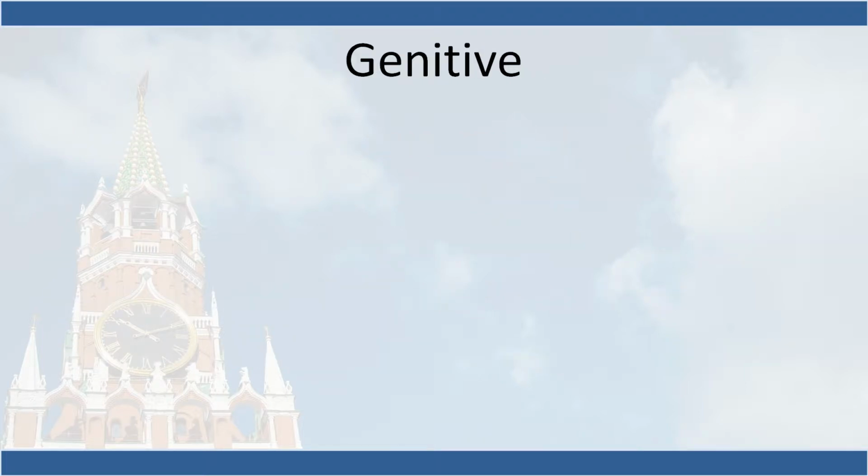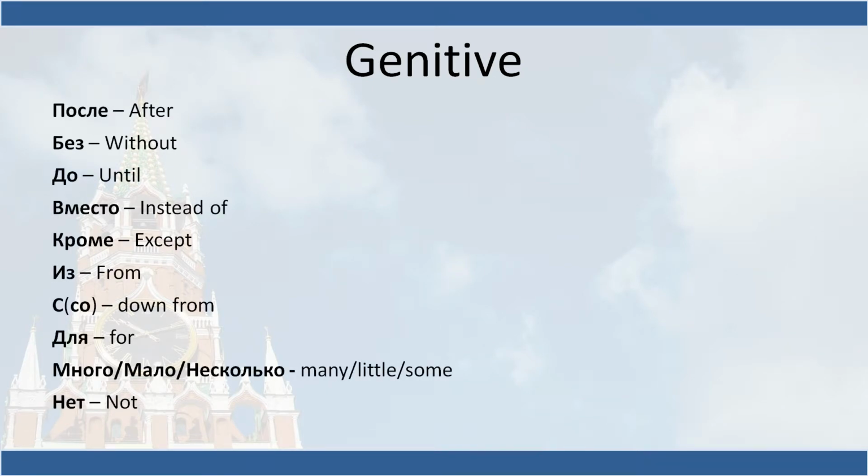Genitive. Now the genitive case has a lot of words associated with it. There are over 20 or so. Here I'll just list a few. После, after. Без, without. До, until. Вместо, instead of. Кроме, except. Из, from. С, down from. Для, for. Много, мало, несколько: many, little, some.